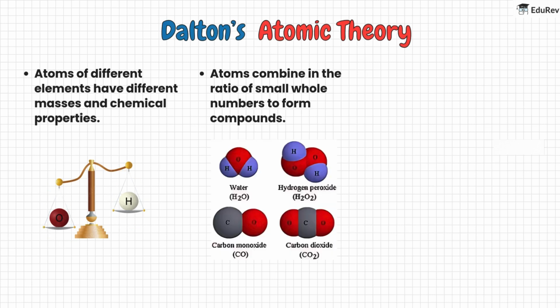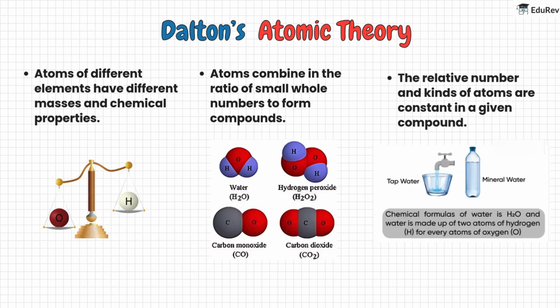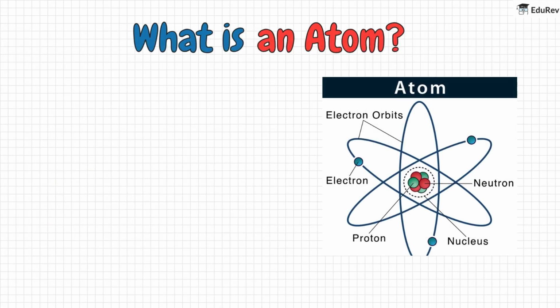Atoms combine in the ratio of small whole numbers to form compounds. For example, 2 hydrogen atoms combine with 1 oxygen atom to form H2O. The relative number and kinds of atoms are constant in a given compound. For example, water, whether tap water or mineral water, is made up of 2 atoms of hydrogen for every atom of oxygen. Now, what exactly is an atom?